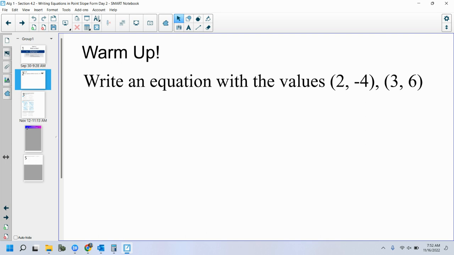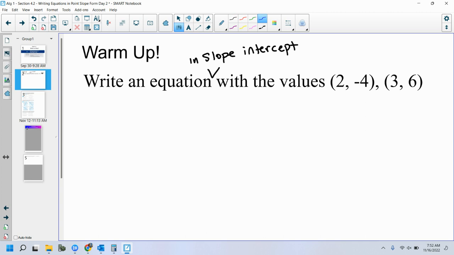Taking a look here, write an equation in slope intercept form with the values 2, -4 and 3, 6. I should have been a little bit more specific. It was specific in your homework, but I should have said that, because what is that telling you to do in the end? What should your equation look like in the end if I tell you to write it in slope intercept form? Y minus y1. Ooh, that's not slope intercept.